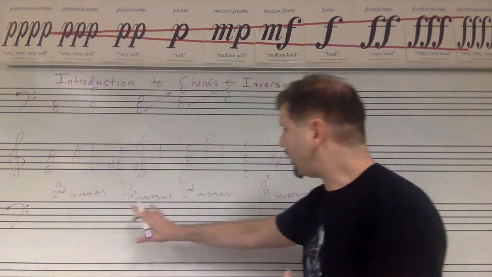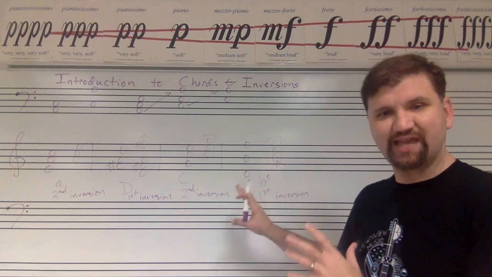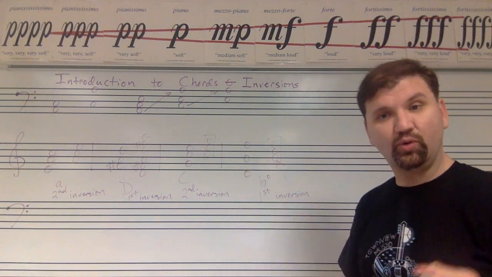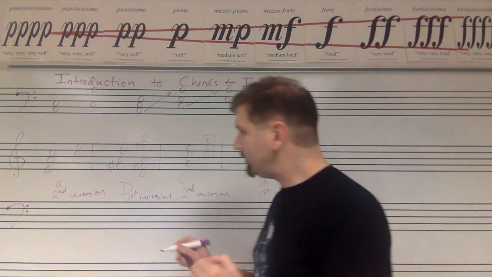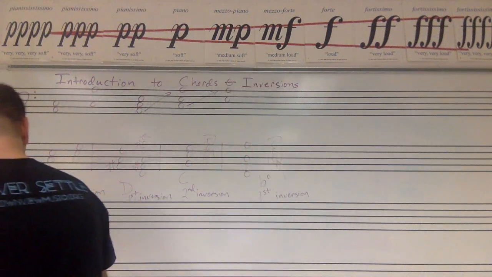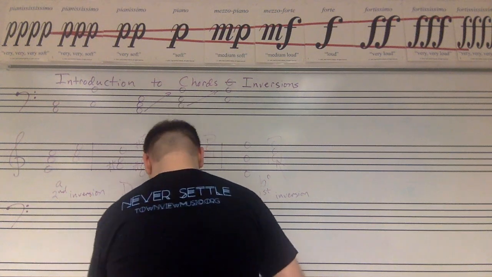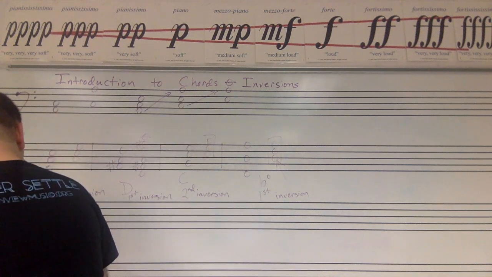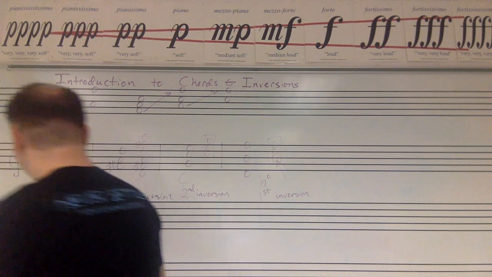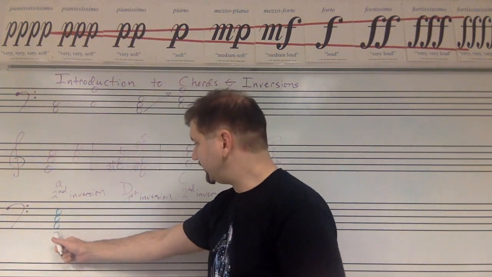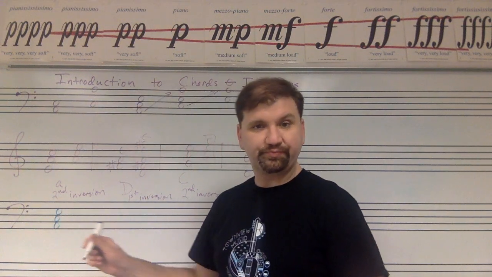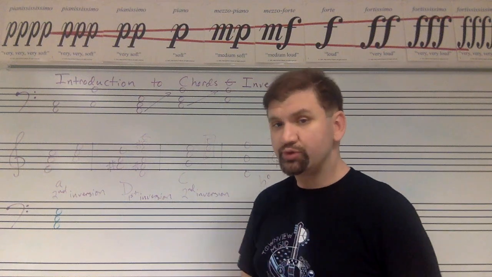And so there are symbols that represent each of these chord inversions. When we look at just a root position chord, I'll take our A minor chord as an example. Here in bass clef, we have A, C, E. That's what we call root position.